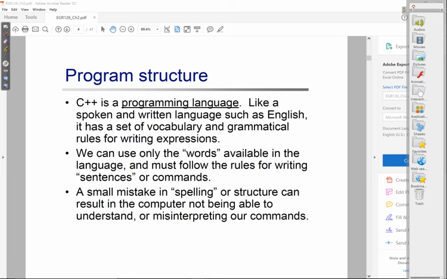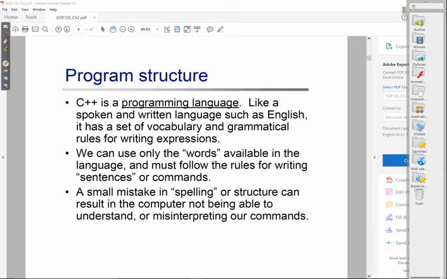There are a bunch of words, usually hundreds, if not thousands of words, and then there are grammatical rules for how you write sentences and paragraphs, right? And how you write literature, even, right? So there are all these rules as far as structure, punctuation, grammar, and what have you. Okay? So some of the things about languages is you can use only words that are available in your language, right? So you can't come up with your own words. That's a very important rule, okay?